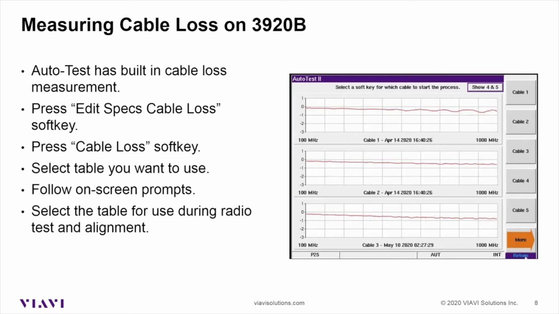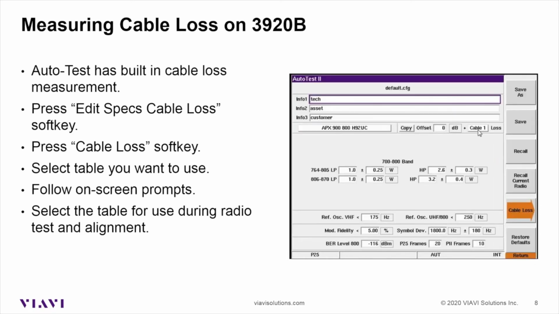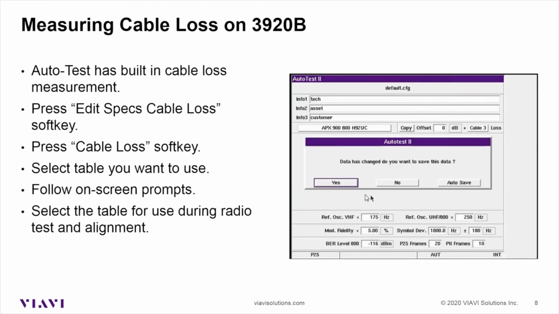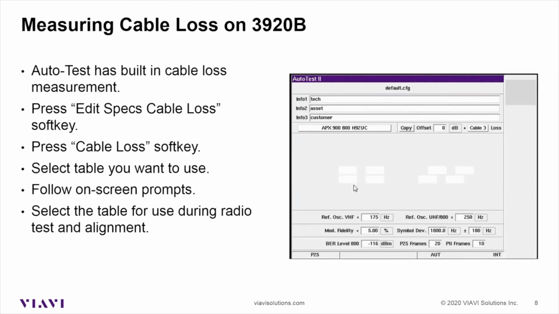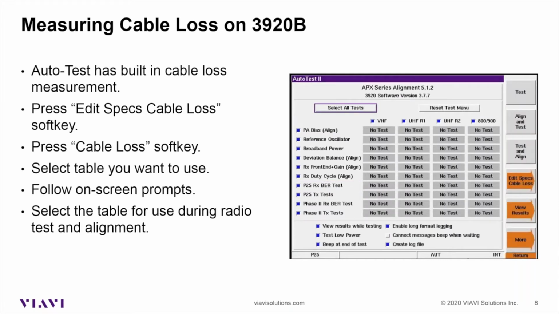Now, most of our auto test applications on the 3920B give you at least 3 cables that you can store. Some give you up to 5. So that gives you the ability to store a short cable for on the bench. Maybe you've got a 15-foot cable that you're using in the car, and that's fine. It doesn't matter which cable you're using as long as you have the ability to store it and it's being compensated for. As long as it's being compensated for, you're good to go.